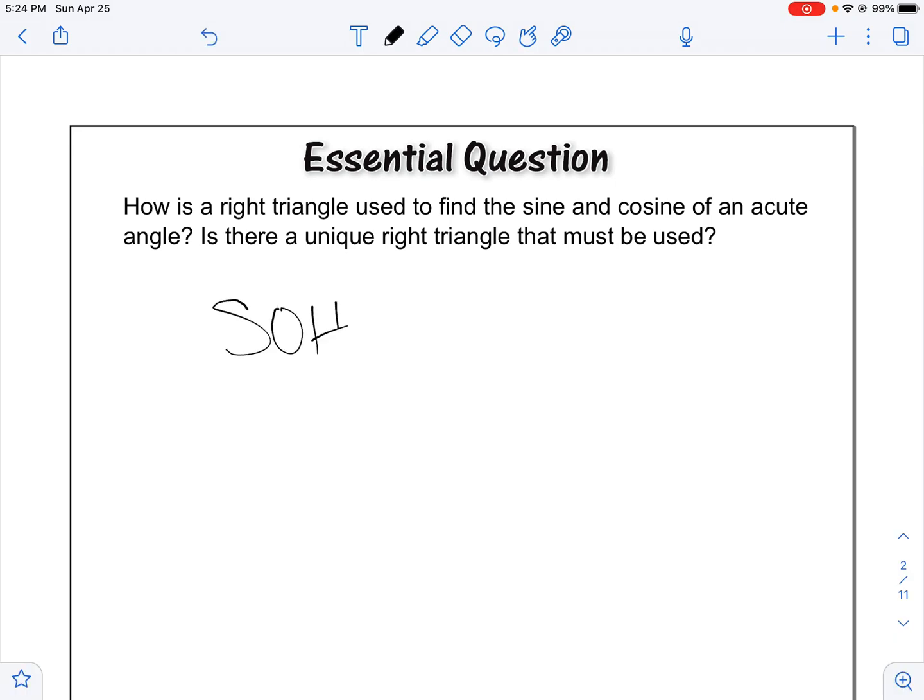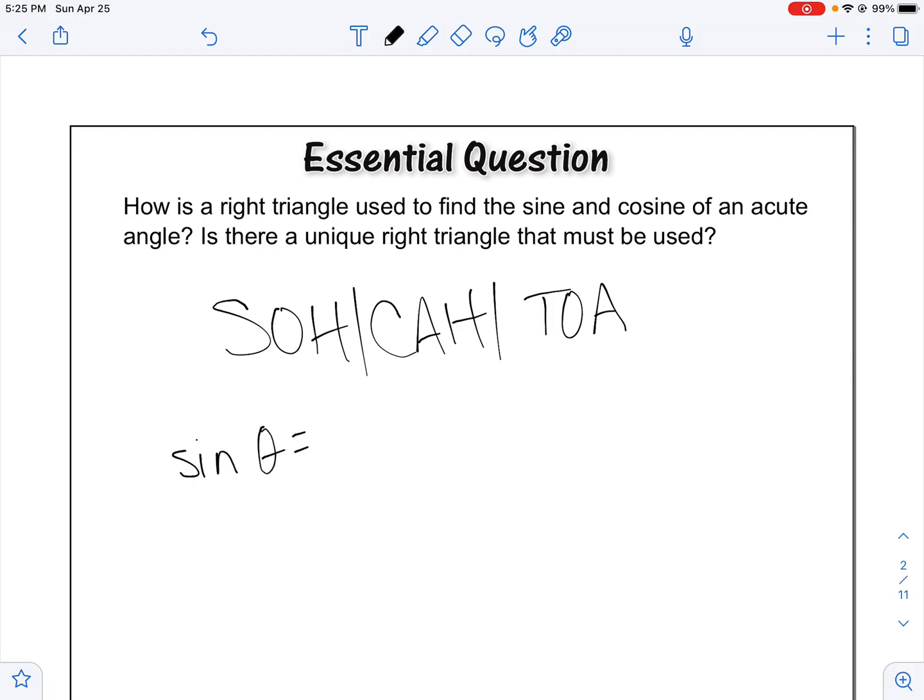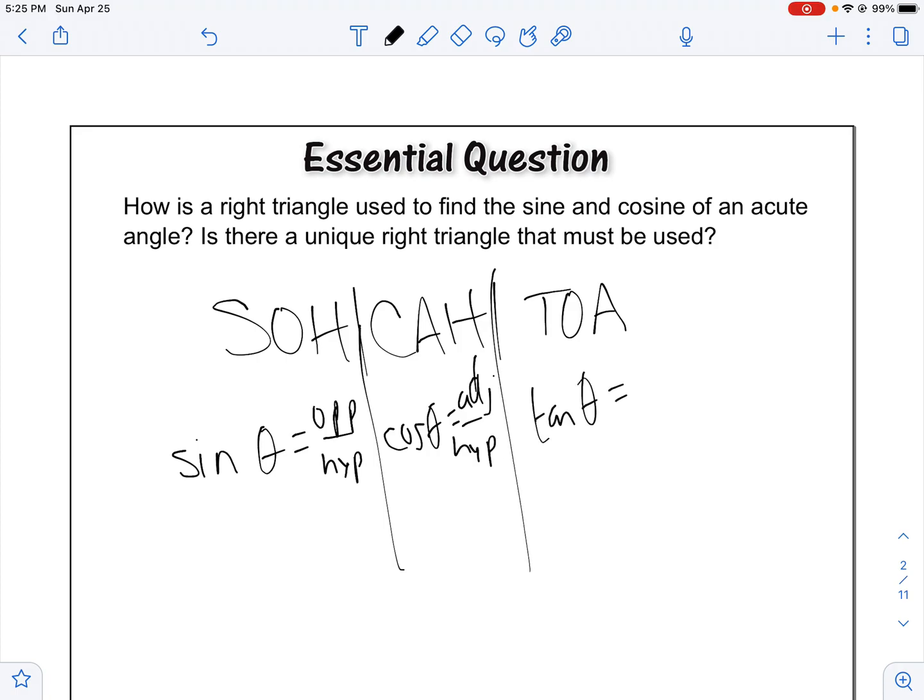So if you remember SOHCAHTOA, great. If not, I would encourage you to watch the 9.4 video and the intro to SOHCAHTOA. Just a reminder, sine theta equals opposite over hypotenuse, cosine theta equals adjacent over hypotenuse, and tangent theta equals opposite over adjacent. So that's SOHCAHTOA. We're going to be using this every time to solve the problems that we have. So let's do that.